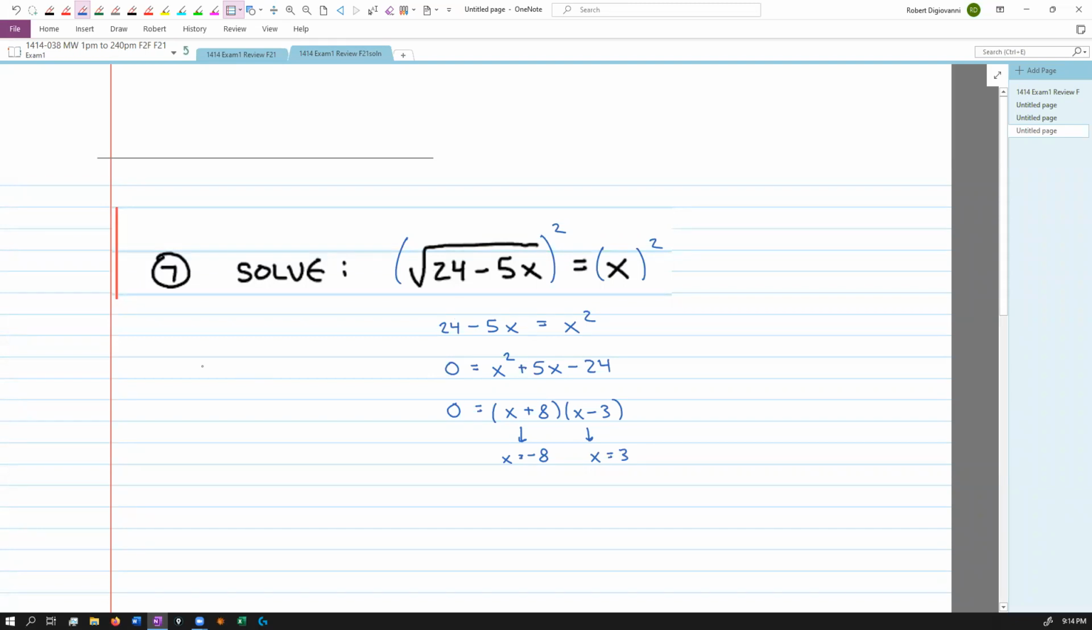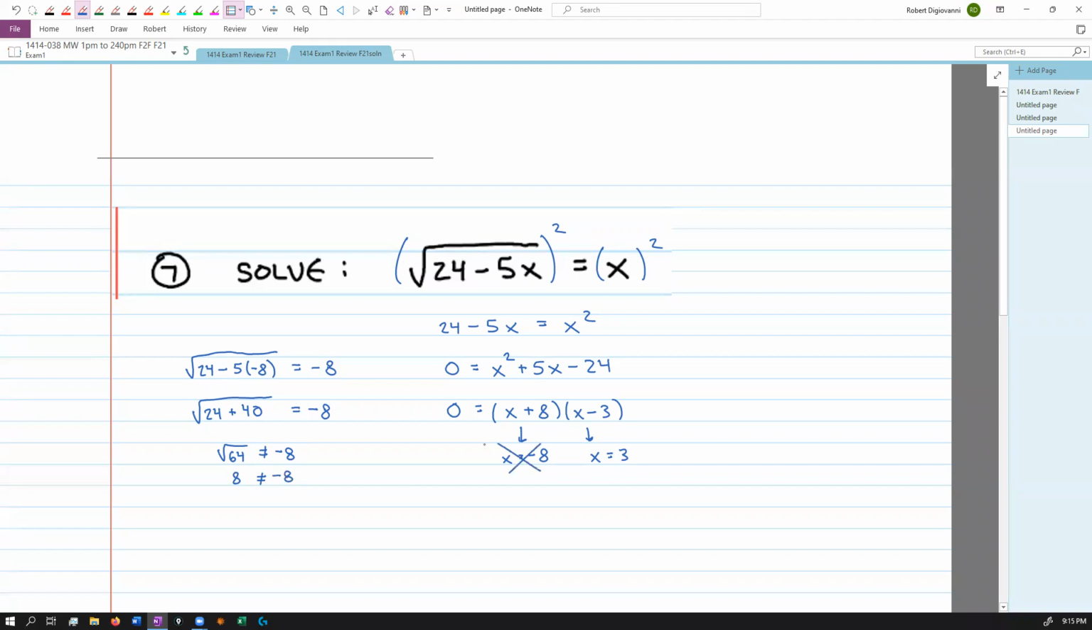So let me try negative 8. If I plug negative 8 in there, I'm going to get 24 minus 5 times negative 8. Does that equal x, which is negative 8? Well, I can already tell you this isn't going to work because this is 24 plus 40. There's no way that can equal a negative number, but what's that? 64. So root 64 is not equal to negative 8. It's actually equal to positive 8. So no go. That's not a solution.